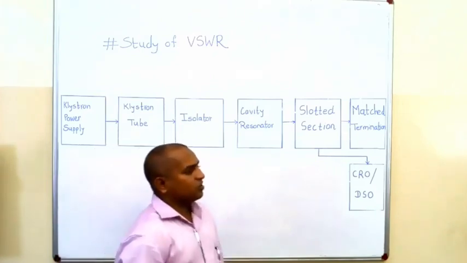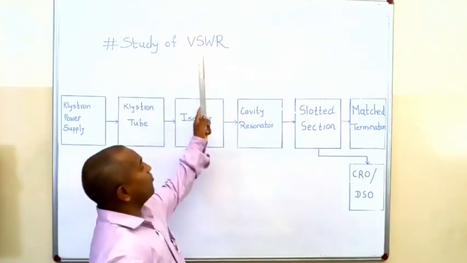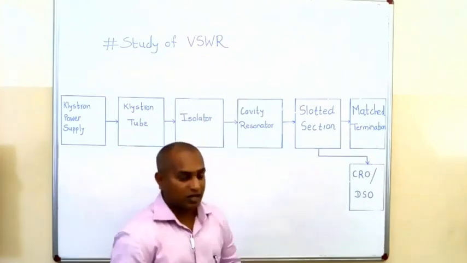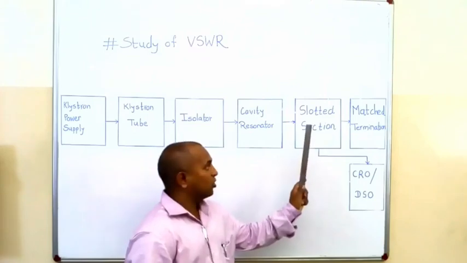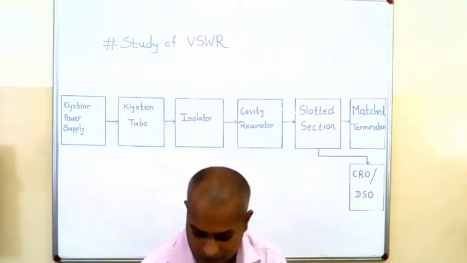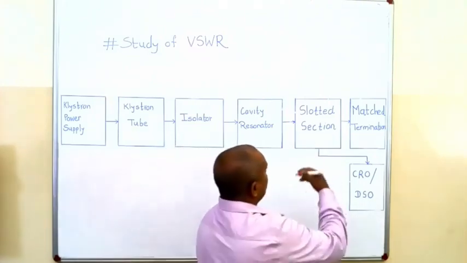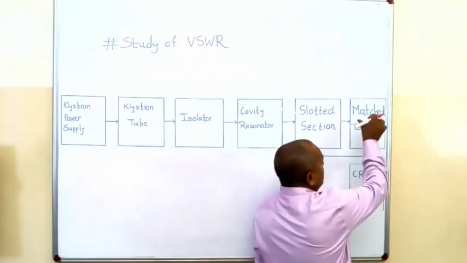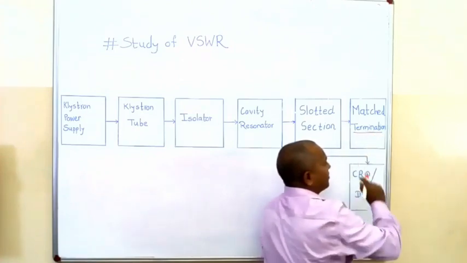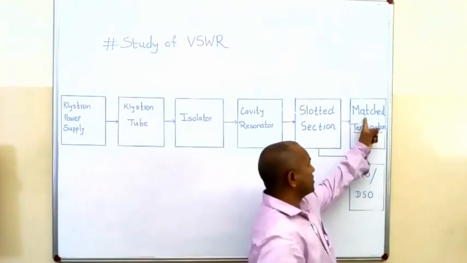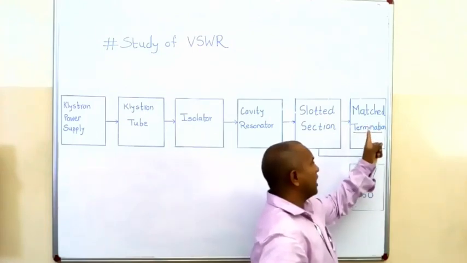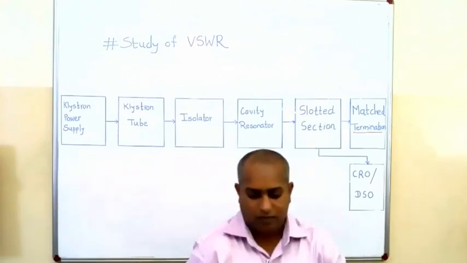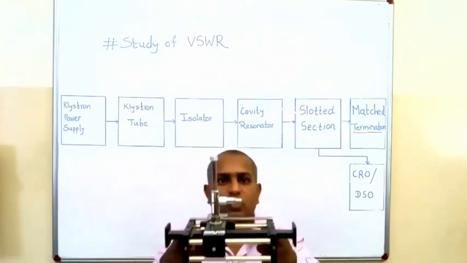Our today's experiment is a study of VSWR, or measurement of VSWR, by using the slotted line section. So here we will use a slotted line section in this block, and we will use different types of termination, like match termination, open termination and short termination, across the slotted line section. So look here, this is our slotted line section.